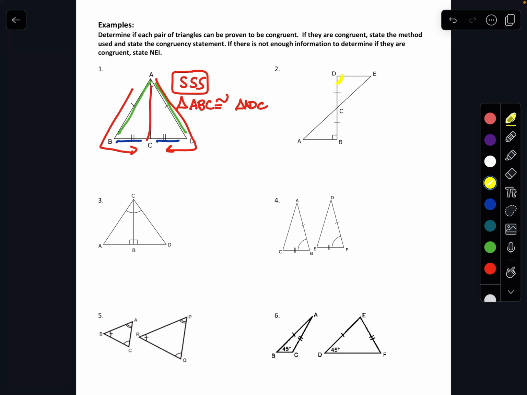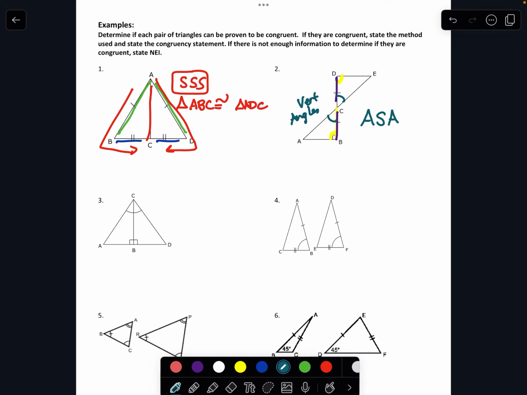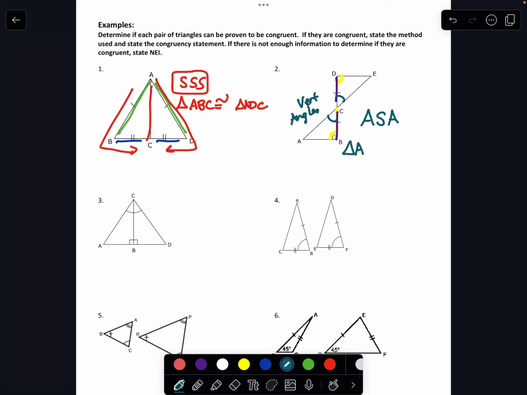On this one, I see they're giving us angles that are congruent, a side that's congruent, and if you remember, these angles are also congruent because they're vertical angles. So these two triangles are congruent by angle, side, angle. Let's label them. Triangle ABC is congruent to EDF by the angle side angle postulate.